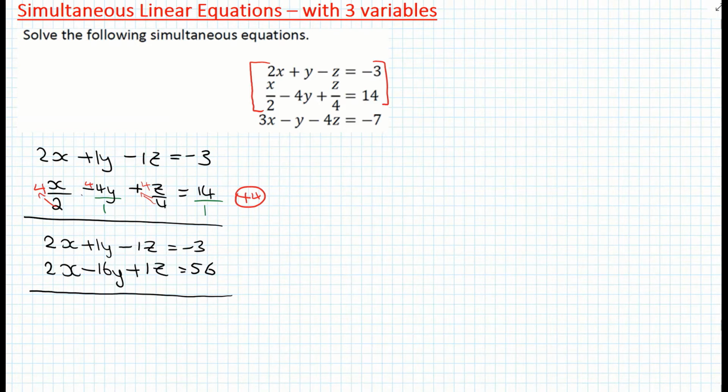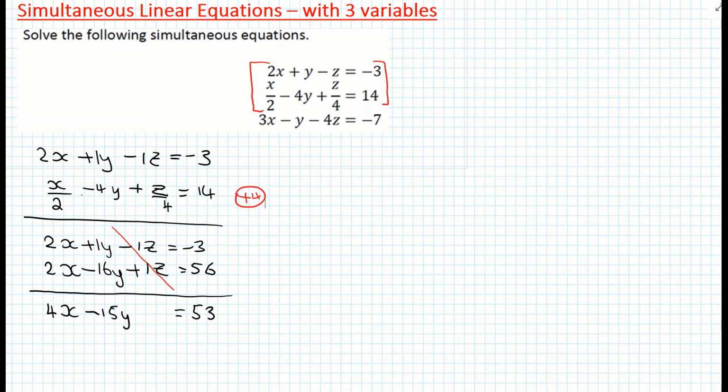I'm going to put a line through it here to state that minus 1z plus 1z is 0z. I'm basically crossing them out. I don't need to write in the 0z. My 2x plus my 2x is giving me 4x. Sorry, x I should say. And my 1y minus 16y is giving me -15y is equal to -3 plus 56 is giving me +53. So now I've got it down to just two variables, x and y.